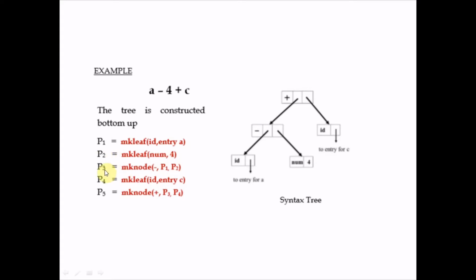Then p3. p3 consists of an operator. Then the left pointer will be p1, and the right pointer will be p2. That is minus, then left pointer, right pointer. Similarly, p4 and p5. Then the corresponding syntax tree can be created. So initially the leaves will be created. Then the interior nodes will be created by calling various functions.